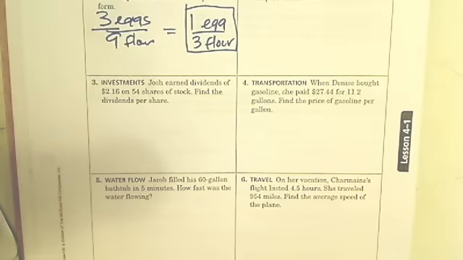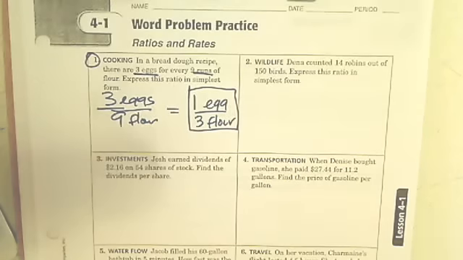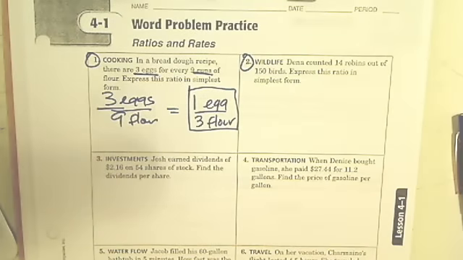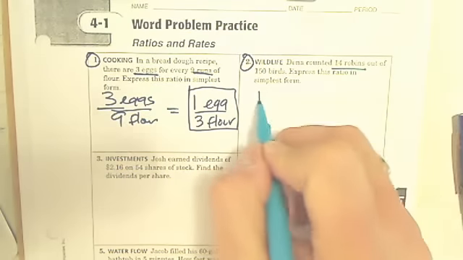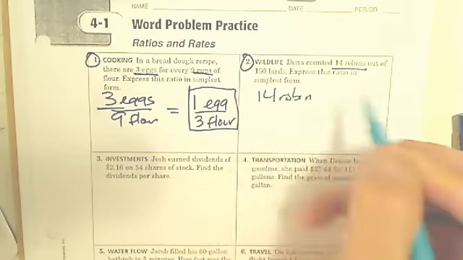Number 2. Dina counted 14 robins out of 150 birds. Write the ratio in simplest form. So you're going to reduce the answer here. Now, if you're wondering, how do I know which number to put where? It doesn't matter. Just pick a number and go, because this one comes first. 14 robins. A robin is a bird.